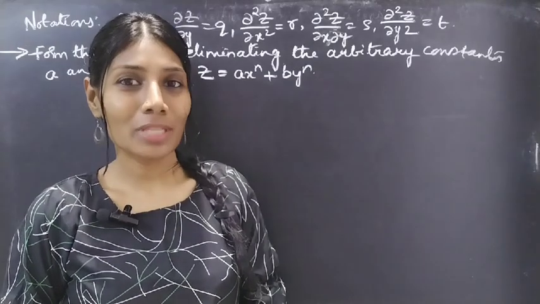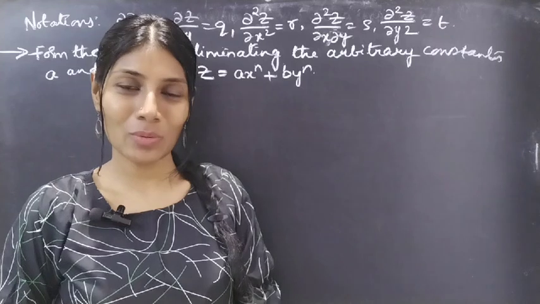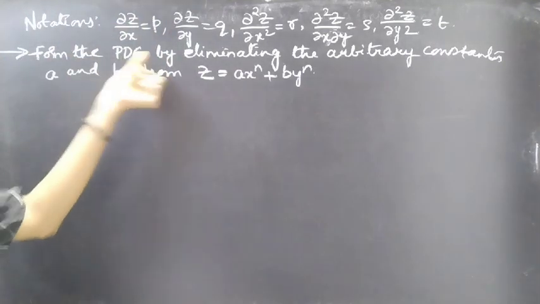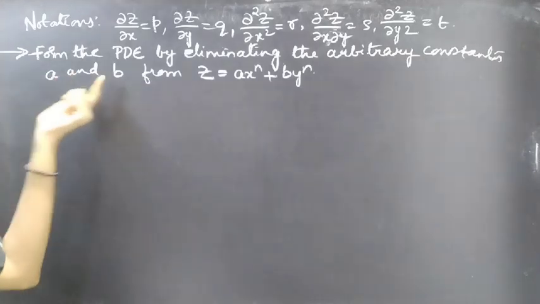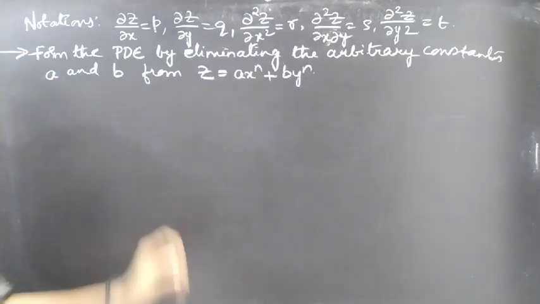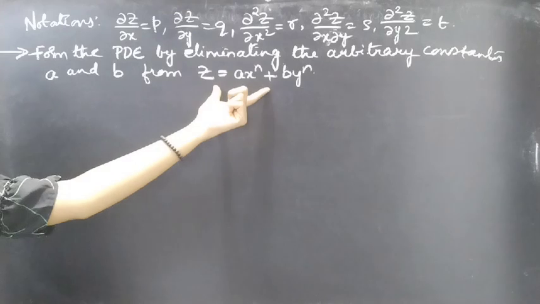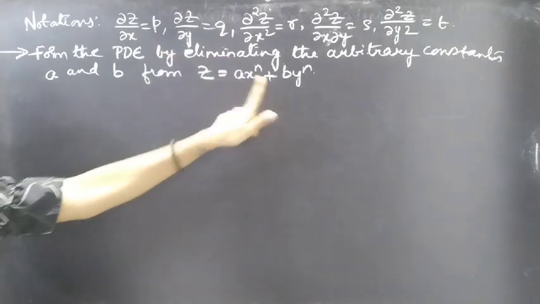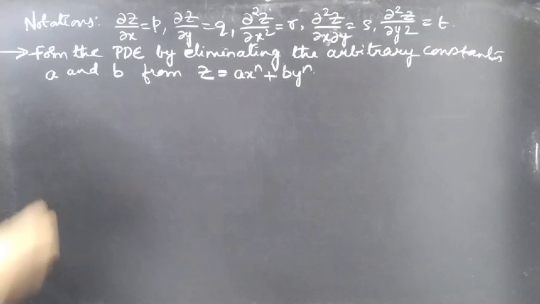In this video we are going to see a problem from partial differential equations. So let's get going. Problem: form the partial differential equation by eliminating the arbitrary constants a and b from z equal to ax power n plus by power n. So here we are given a relation and we are asked to form the partial differential equation by eliminating a and b from this, right?